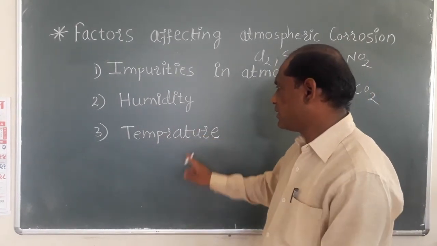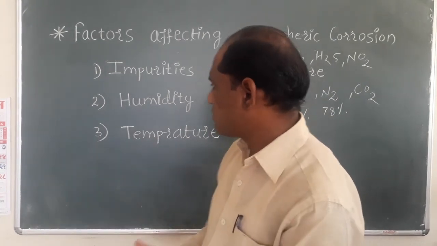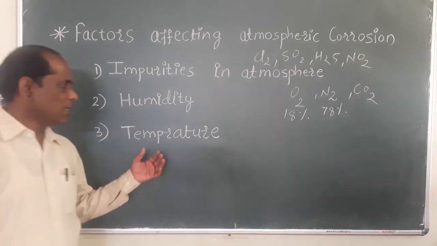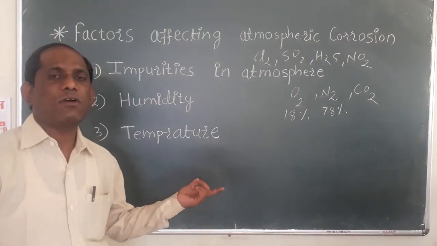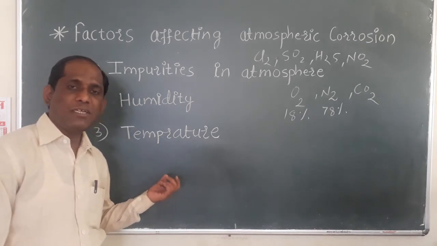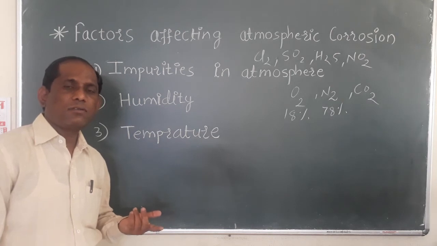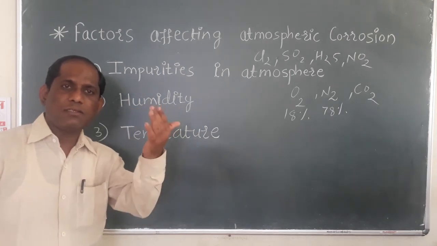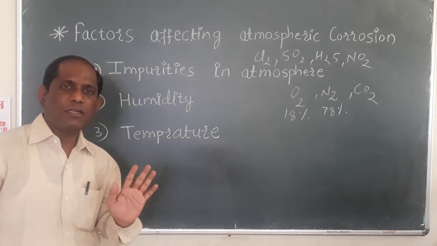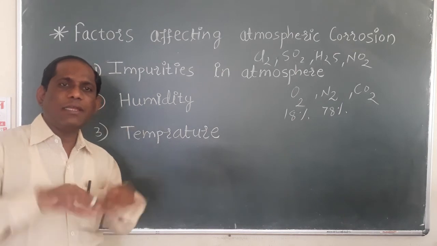Then after that, temperature. So students, it is very obvious to think that if the temperature is greater, then the rate of corrosion will also be greater. If the temperature is less, the rate of corrosion is also less, because as temperature increases, the oxidation of that metal also increases. Oxidation of metal increases means what? That metal gains heat energy.